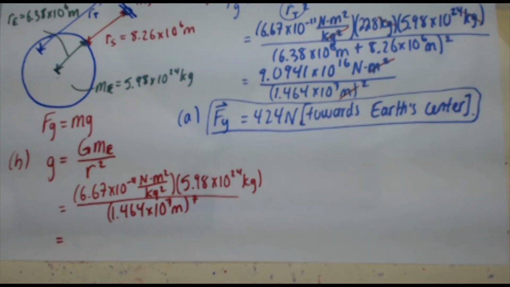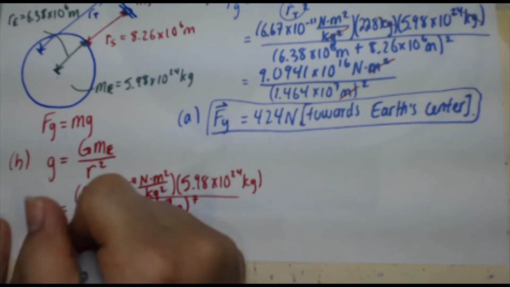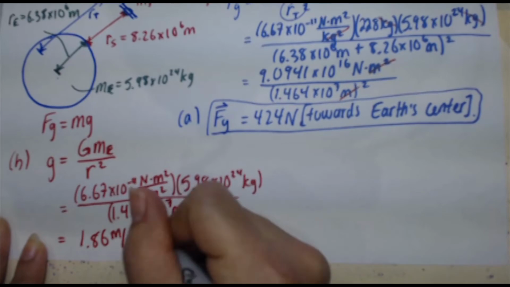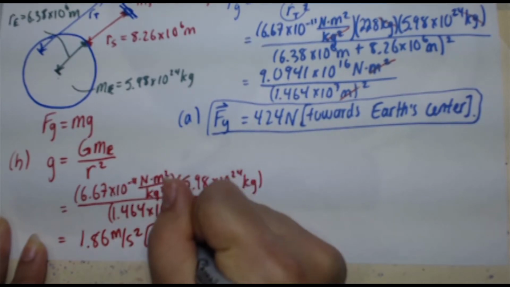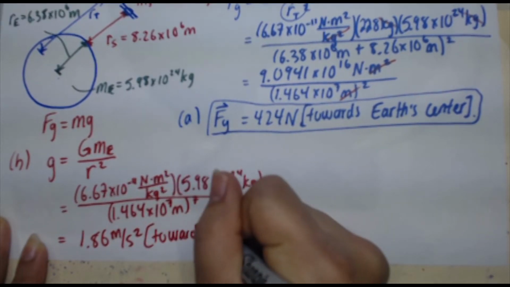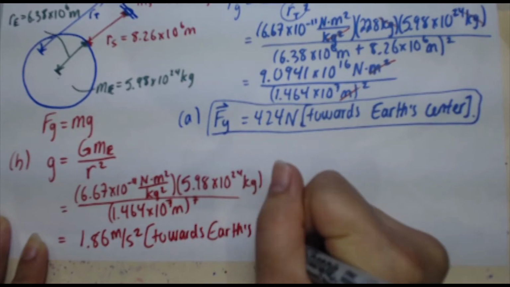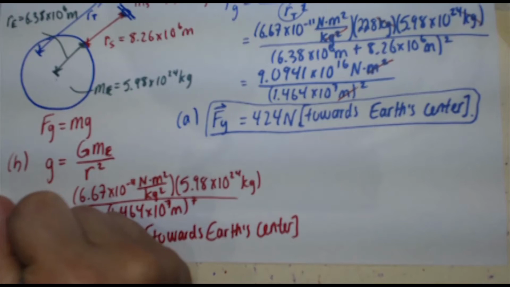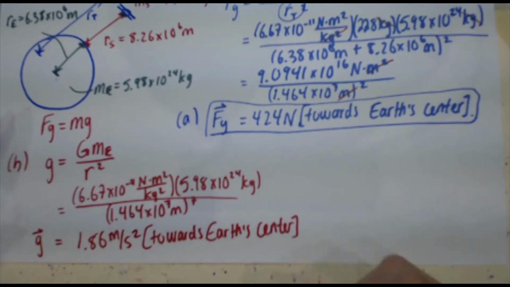When you crunch those numbers, you are going to get 1.86 meters per second squared. And the direction, again, it's going to be towards Earth's center. So there you have it. Now, because we're putting a direction, you have to put the vector symbol on top of the g.